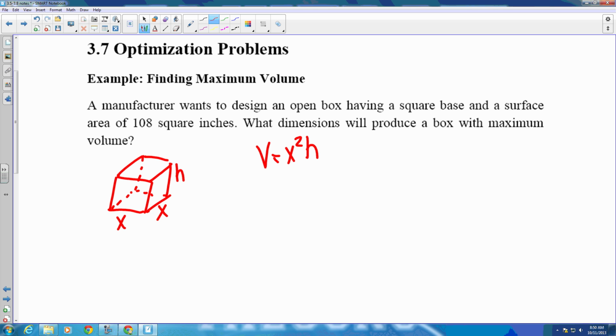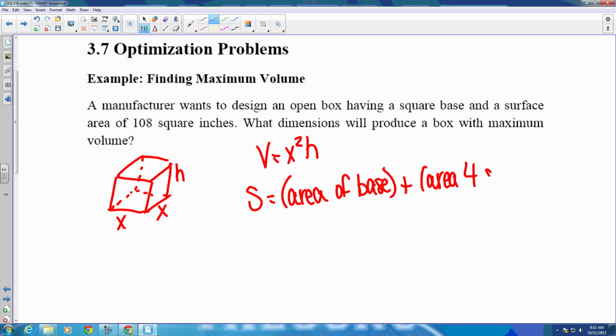And first we know what the surface area is, which means we need to have the surface area equation as well. That would be the area of the base plus the area of the four sides. Remember, we don't have a top. Okay, so the area of the base is x squared, and the area of the four sides would be 4 times x times h. And we know that the surface area is going to be equal to 108. That was given to us.